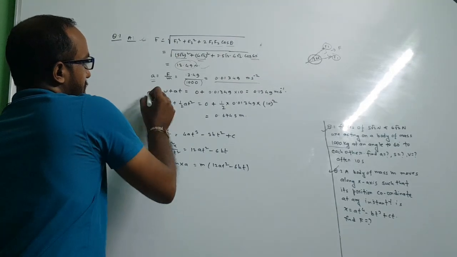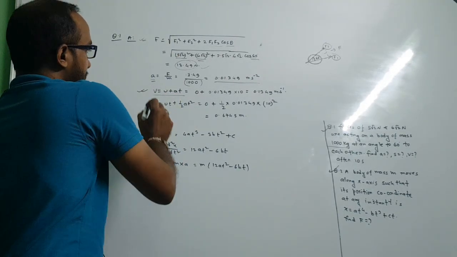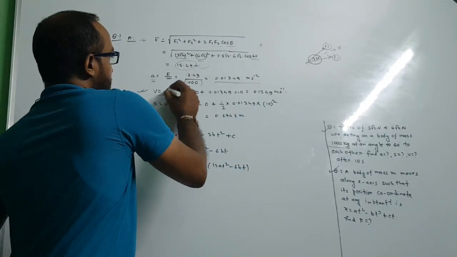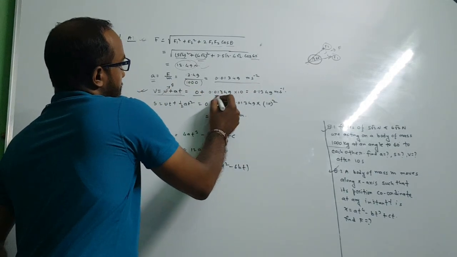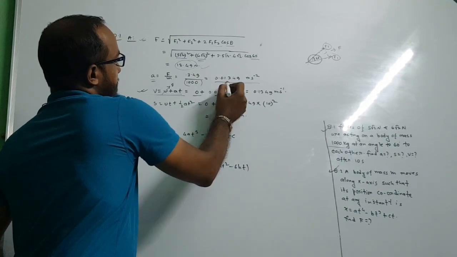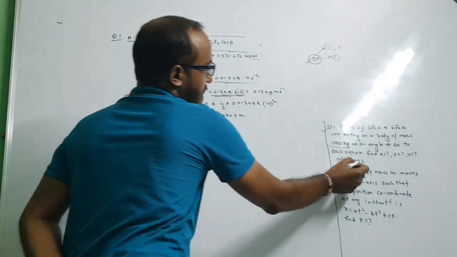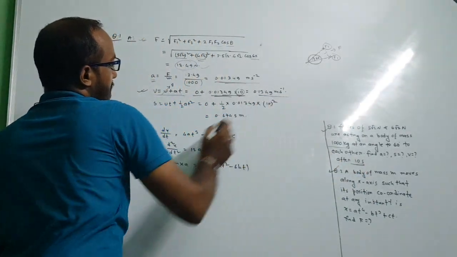Now from the equation of motion we can say that v equals u plus at. As no initial velocity is given, the initial velocity is 0, plus the acceleration we have just calculated, multiplied by time, which is given as 10 seconds. Multiply, and you will get the answer.